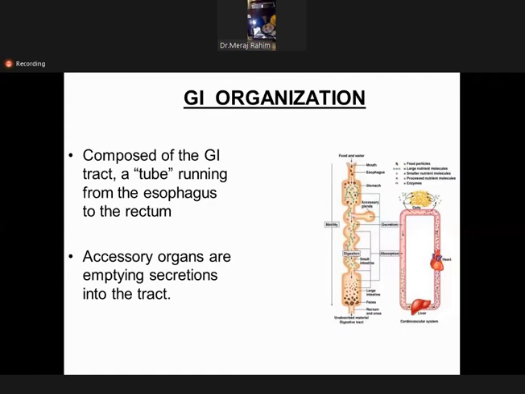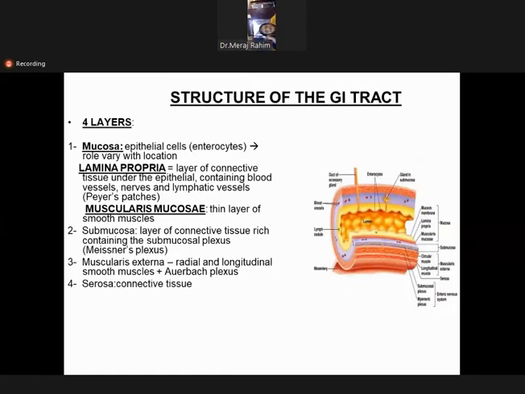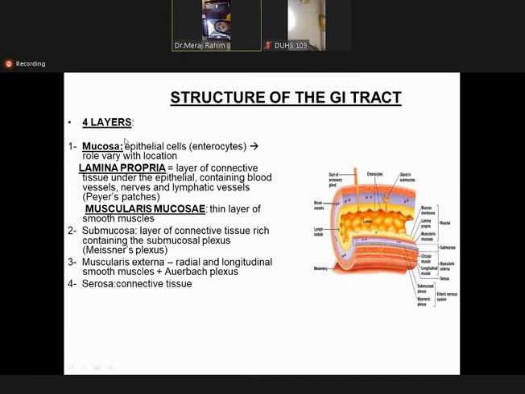The structure of the GI tract: there are 4 layers. If you take a transverse section, there are 4 layers basically. Number 1 is the mucosa, number 2 is the submucosa, number 3 is the muscularis externa, and number 4 is the serosa. So mucosa is the innermost layer, and it has got cells which are also called the enterocytes.